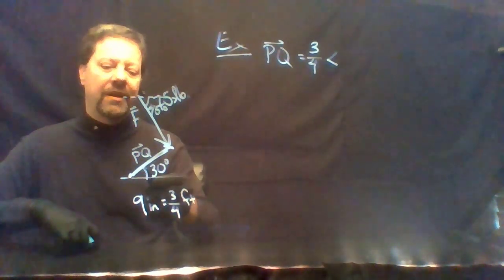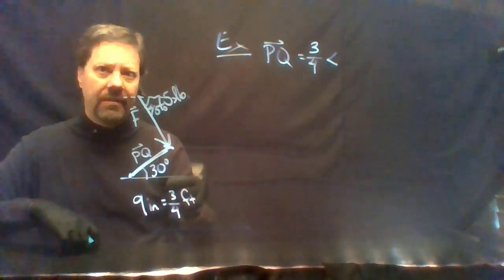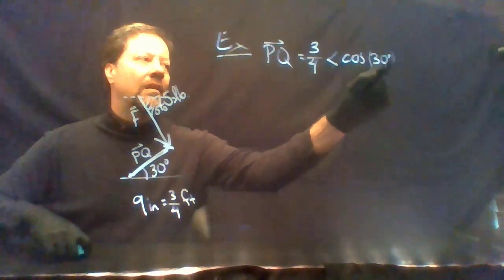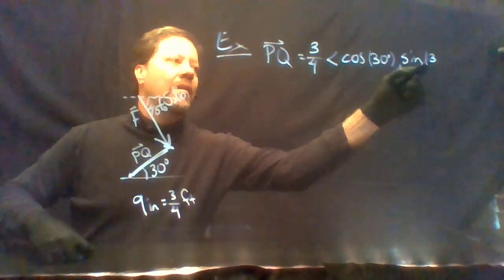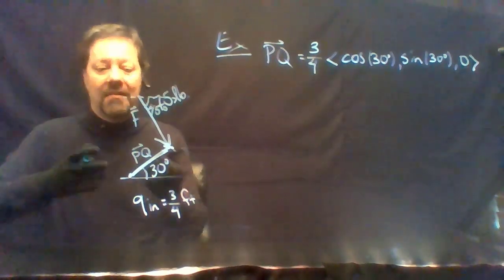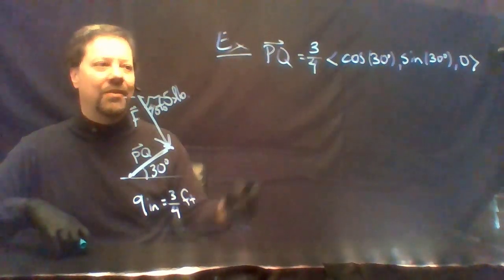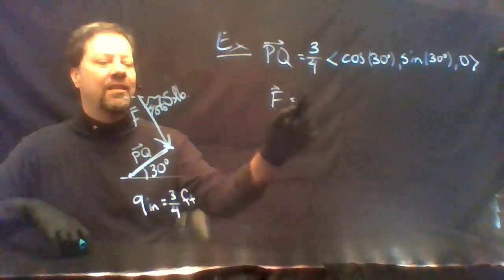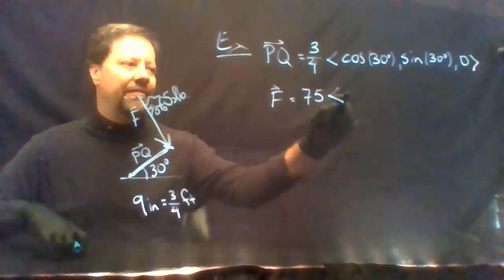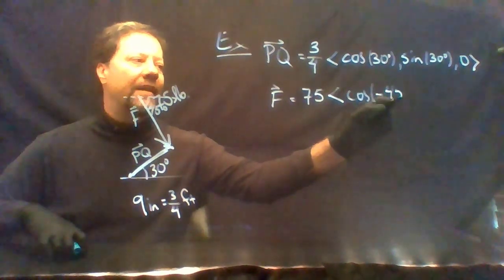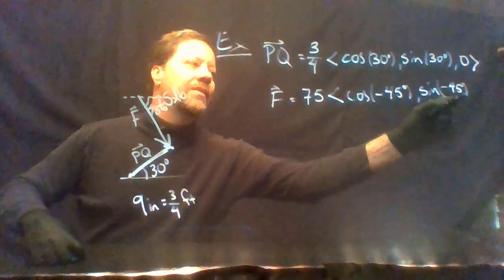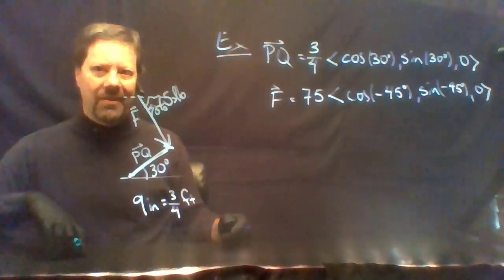Its coordinates are going to be cosine of 30 degrees, sine of 30 degrees, and then 0. We'll pad it with a 0 for the final coordinate. If you have things lying in the plane, you can always add a 0 for the z coordinate. For the force F, it's 75 pounds. The angle is negative. It's going to be cosine negative 45 degrees, sine negative 45 degrees, and then, of course, 0.